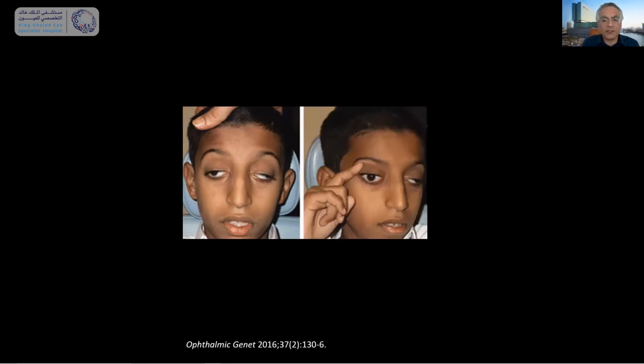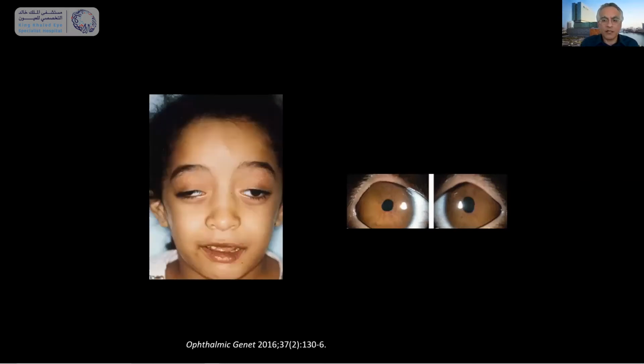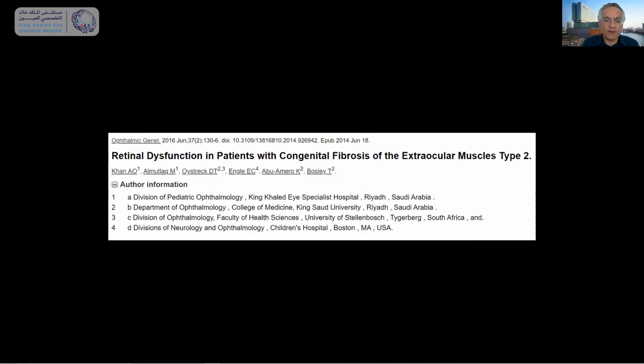And very characteristically, these children use their finger to lift their eyelid when they want to see something. They learn how to do this. They have pupillary abnormalities as well. And very interestingly, they also have a retinal dysfunction.